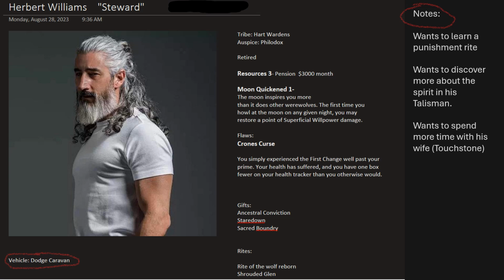During the game, if something happens that can change events in your game, you can note it as well, but the important thing is to keep everything updated. In this example, Steward wants to learn a punishment rite, learn more about the spirit in his talisman, and spend more time with his touchstone. I make sure to include all of these objectives in the next session or two. As a side note, the player mentioned that he had a Dodge Caravan, so I made a note of it so I would not forget what he drives.